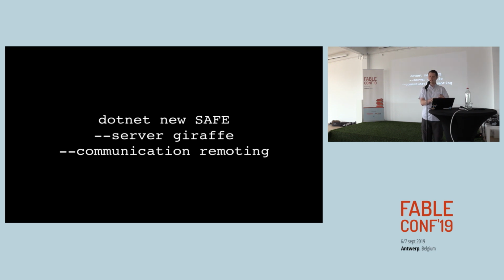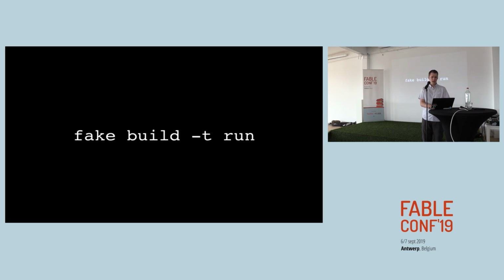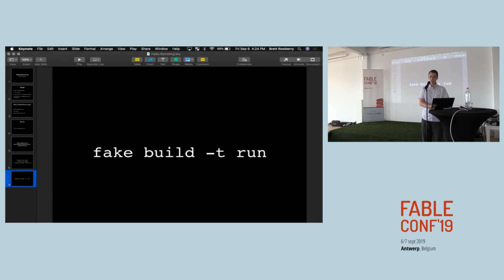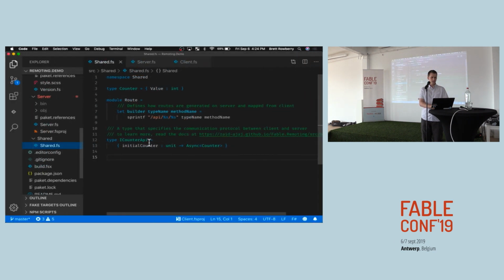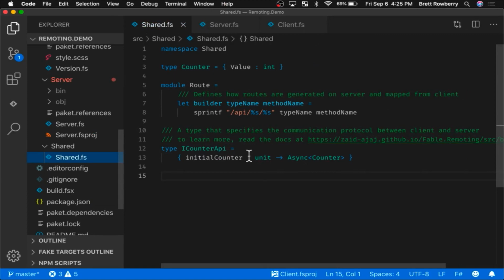To save time, this is what I did. I got on the command line. I said dotnet new safe. I opted for Giraffe instead of Saturn because I didn't need that. Sorry, Chris. And then for communication, I said remoting. And then I did a fake build run to get started. And that's all I've done. So here is that initial counter sample app. So we're going to adapt this to be a unit conversion service.